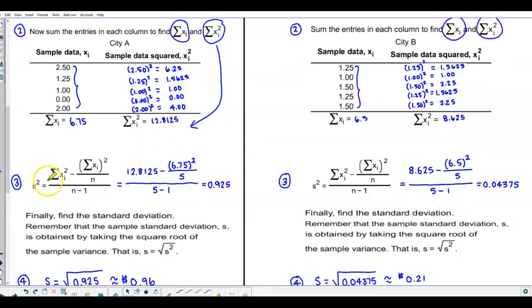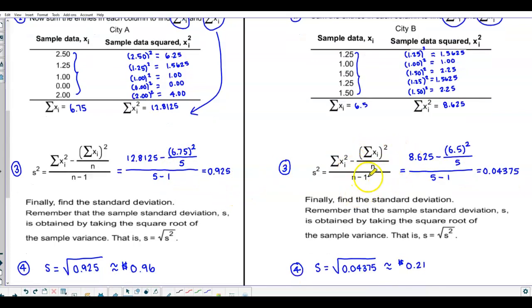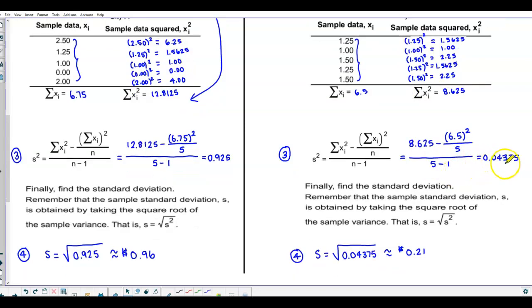So to find the variance, we know that the sum of these squared is 12.8125 minus 6.75 squared divided by 5, over 5 minus 1. We plug that into our calculator and we get a variance of 0.925. Similarly over here in part 3, we're going to plug in the sum of the values squared, 8.625, minus the sum here, which is 6.5 squared over n, which is 5, divided by 5 minus 1, which gives us 0.04375.